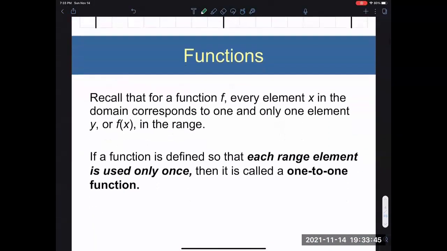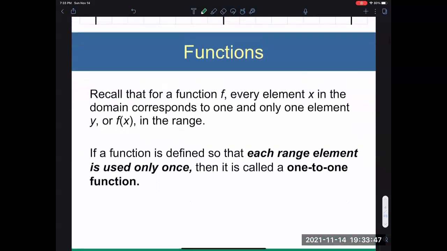All right, so moving forward, I'm going to maybe use this later when we look at some trig functions. But they begin, as I have, by just reviewing the idea of what it means to be an inverse function. So it says, recall that for a function f, every element x in the domain corresponds to one and only one element of the range, which is the y or the f of x value.